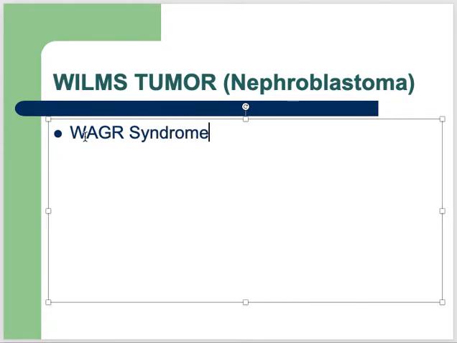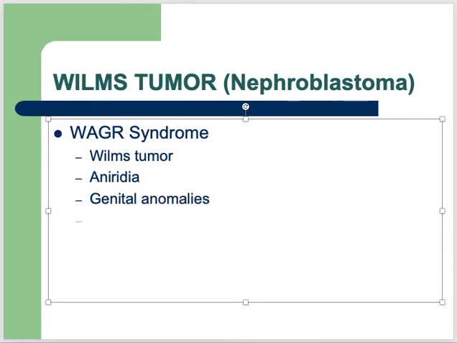Basically, W is for Wilms tumor. I will write it down here. It is Wilms tumor with aniridia, with genital anomalies, with retardation, or you can say mental retardation. Mental retardation, of course.